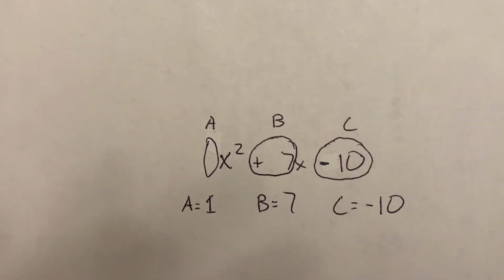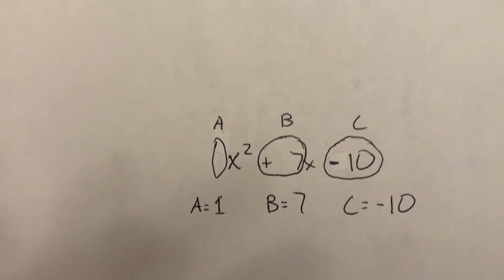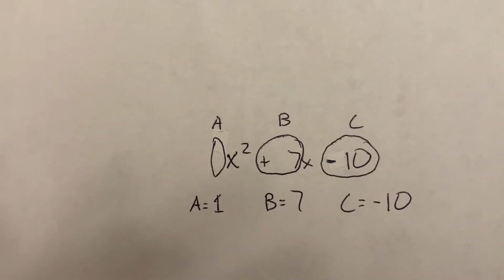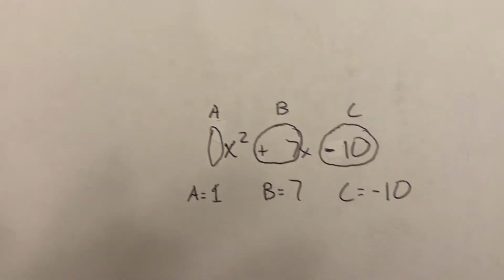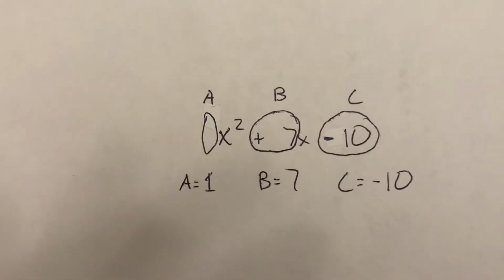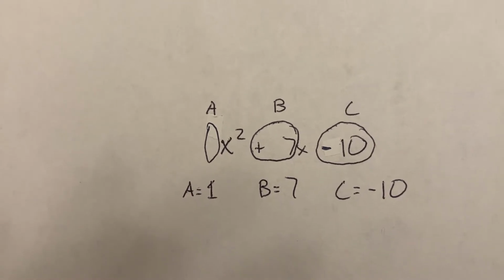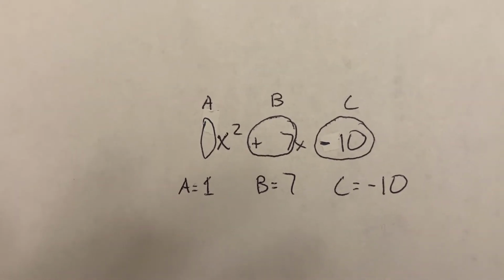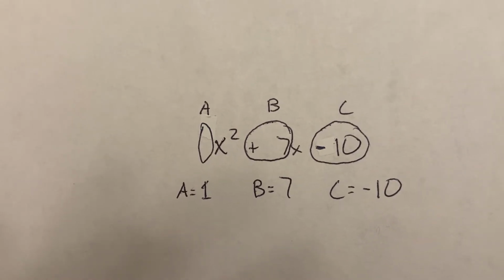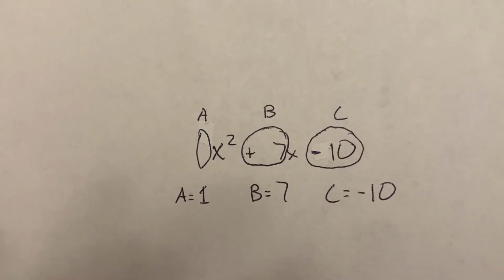So a is the number in front of your x squared or whatever your variable might be. Since there's no value in front of the x squared, we'd still look at it and say there's one x squared, so a is 1. B is the value in front of your x, so b is 7. And c is your constant value, your last value. You shouldn't have a variable next to it, and in this case it's negative 10. The sign always goes in front of it to tell you whether it's negative or positive.